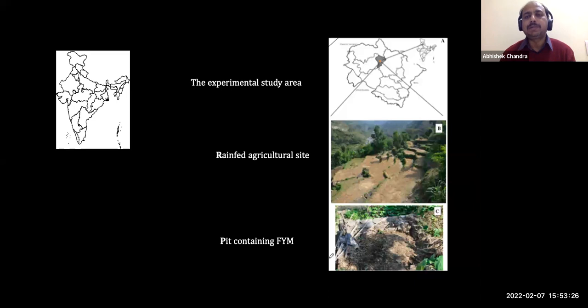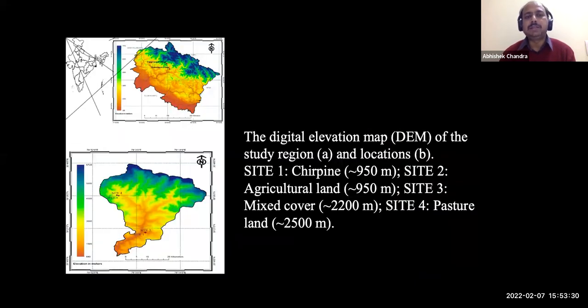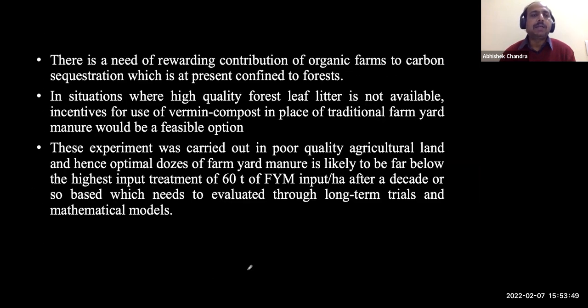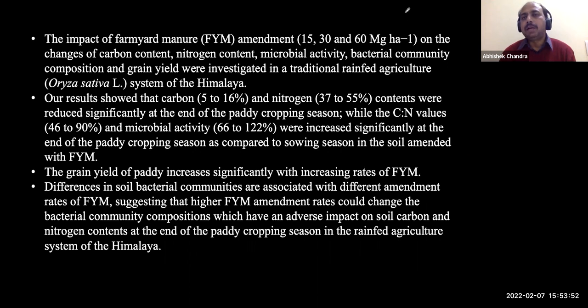So you can see the picture and the experiment, where the remote sensing data is analyzed and compared with the map: what is the location and what is the setup there, what are the structures. So it will be the site. One is here, second is here, third and fourth. When we compared this data, we found the impact of the farmyard manure, at 30, 50, 60 and 30 kg of farmyard manure. Our result shows that carbon is 5 to 60% and nitrogen is 30 to 5%, which were reduced significantly during the paddy cropping season, while the CN ratio value is much higher, 46 to 90%.